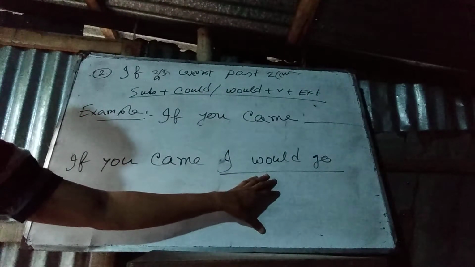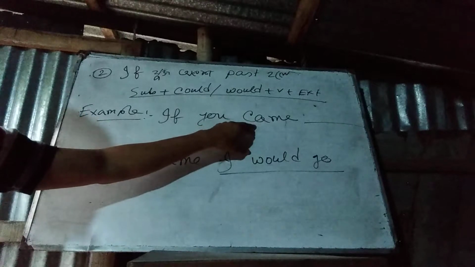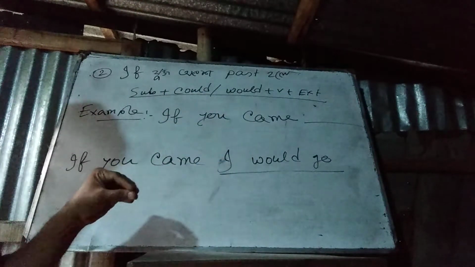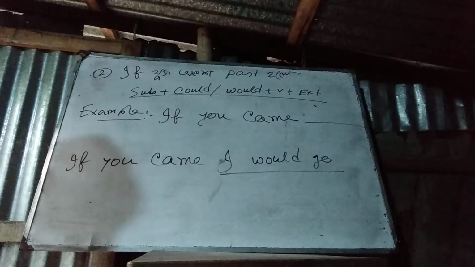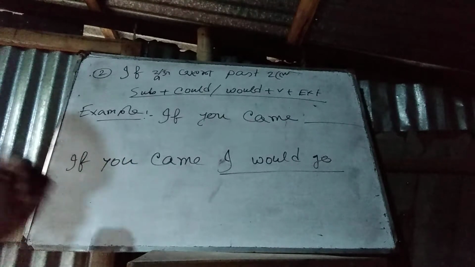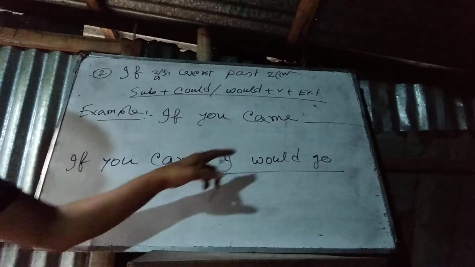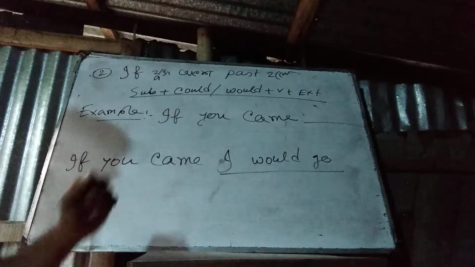So what you have to follow? The verb. If the verb is present we will write will, and if the verb is past we have to write would. Okay, this is second condition.